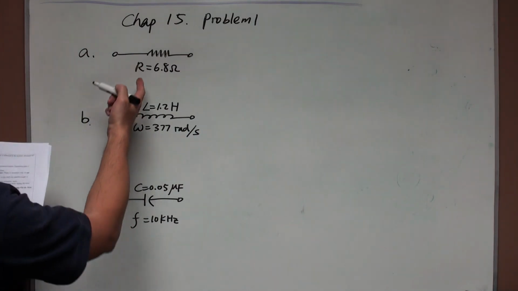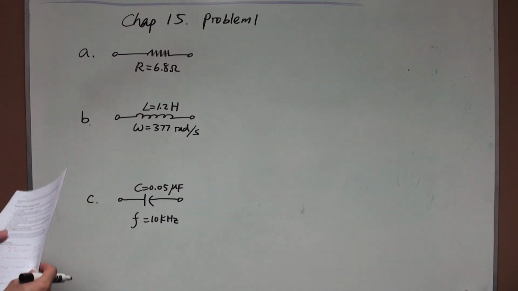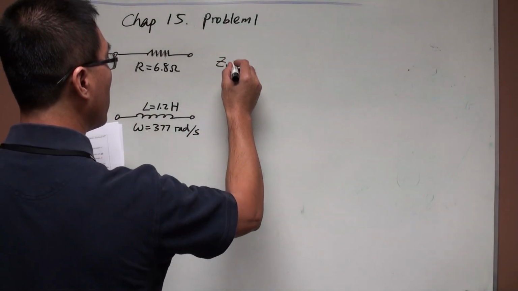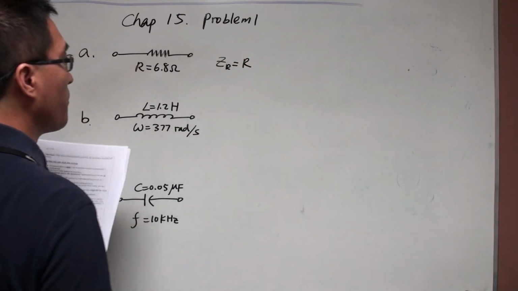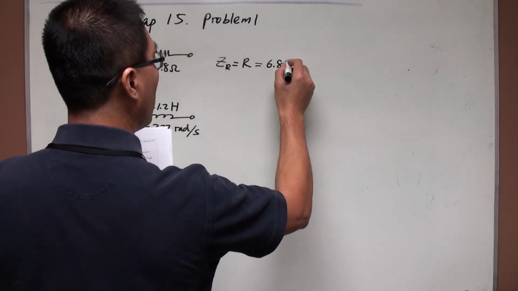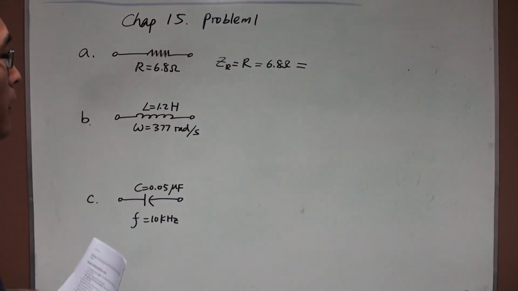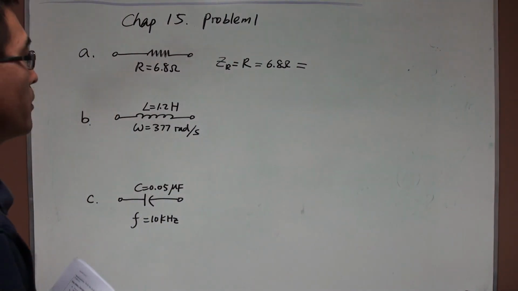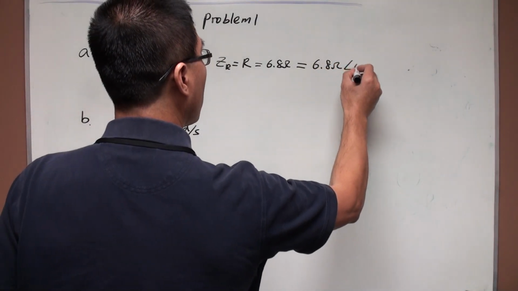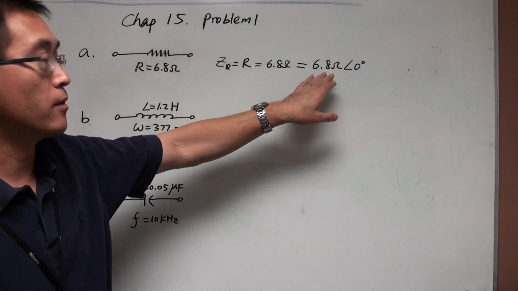So for this resistor, the resistance R is equal to 6.8 ohms. We know the impedance for a resistor, ZR, is equal to R in rectangular form, which is 6.8 ohm. And in polar form, remember the phase angle for a resistor is equal to 0, so it's 6.8 ohm with 0 degree. So this is in rectangular form, and this is in polar form.